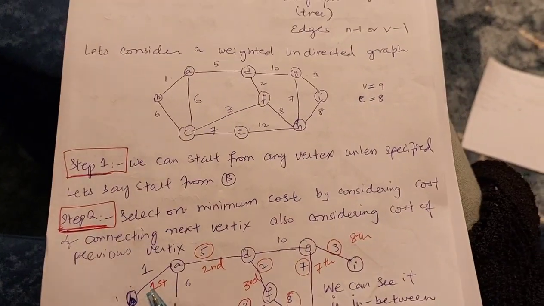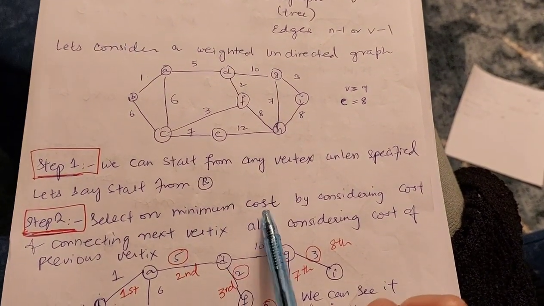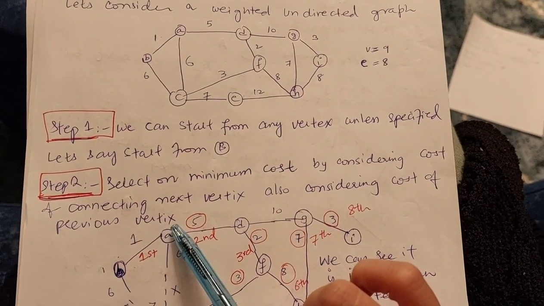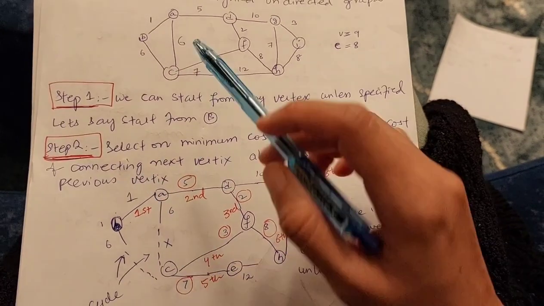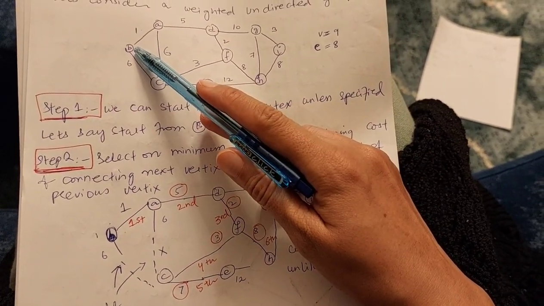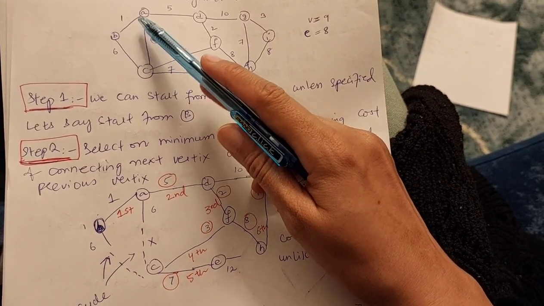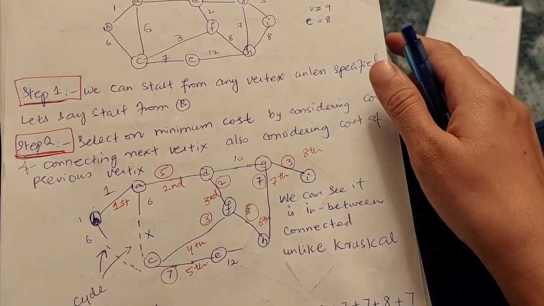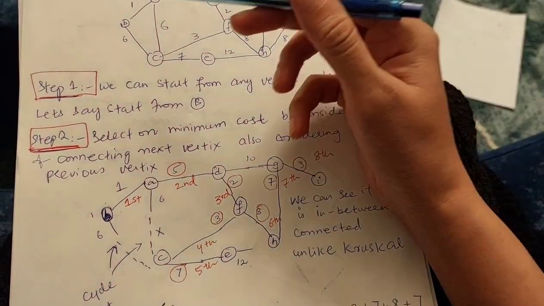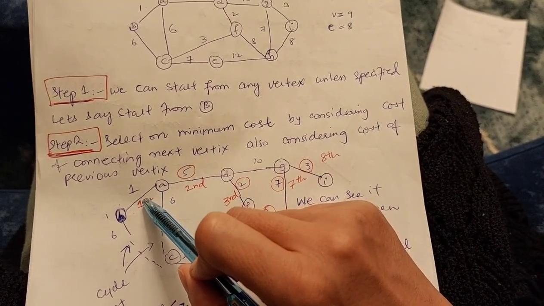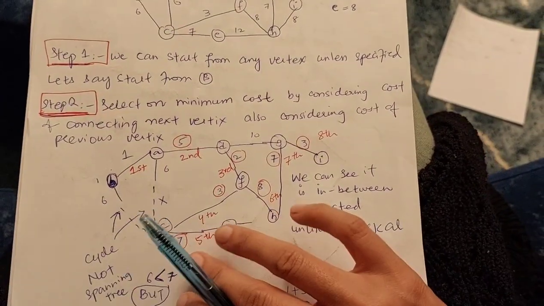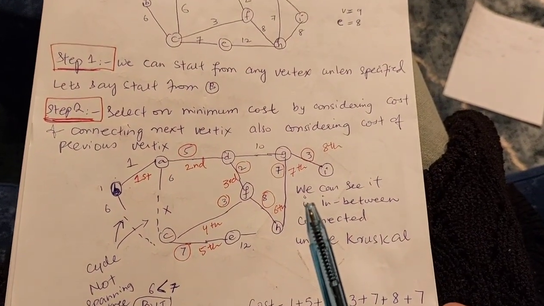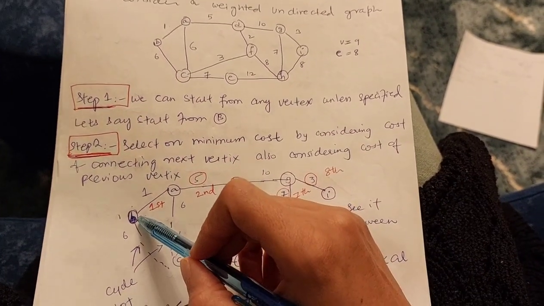So step number 2, select a minimum cost by considering the cost of connecting the next vertex, also considering the cost of the previous vertex. So we are saying that this is my first vertex. See, if I connect B with A, the cost is 1, and if I connect B with C, the cost is 6. So which one will I select? Of course the minimum one, cost 1. So I am going to select this edge as my first working boundary. This is the edge that I am going to select as number 1. So I have connected B with A.